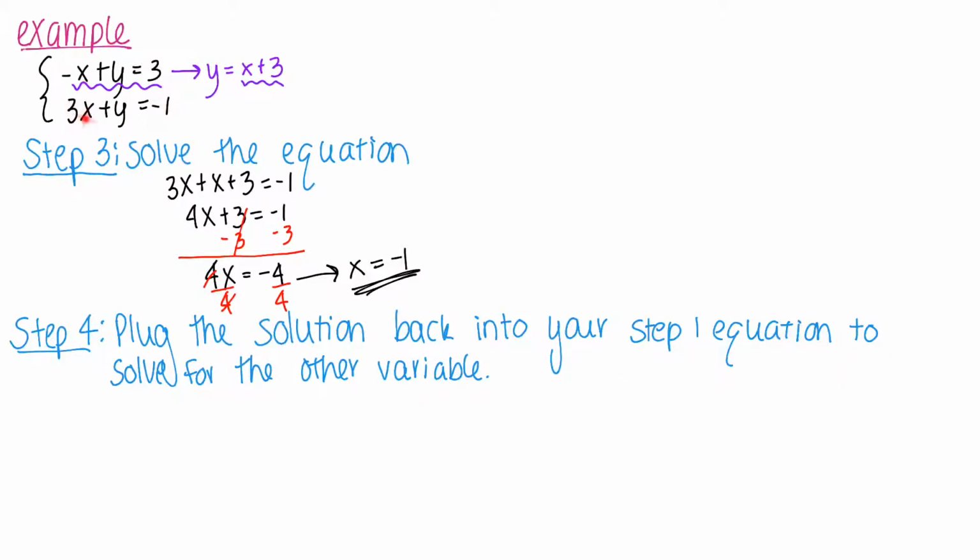Technically, you could plug into either of these. You could take your negative 1 and plug it in here or here, and you'll get an answer for y, but it's easier if you're doing substitution. Since you've already solved for y, it's much easier to plug it back into this original equation we worked with. So y is equal to x plus 3. We know that x is negative 1, so y is equal to negative 1 plus 3. So y is equal to 2.